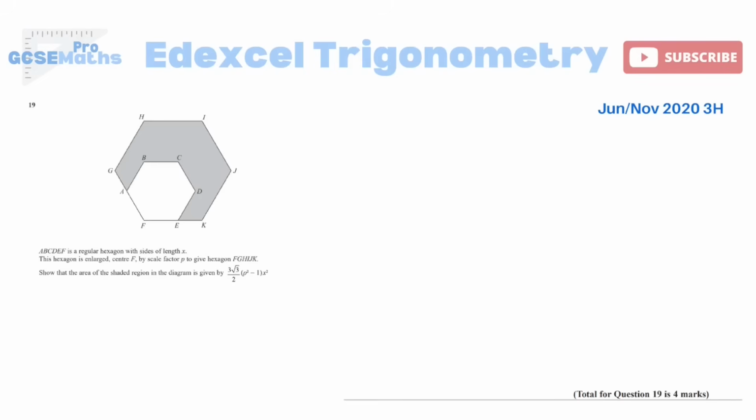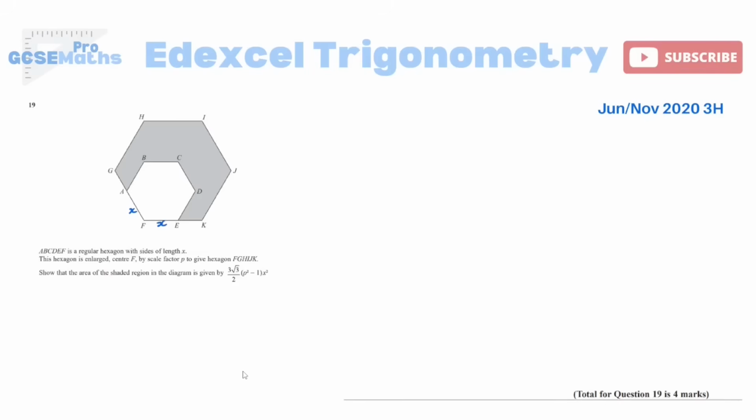We've got here a regular hexagon with side lengths x. So the A, B, C, D, E, F is the smaller one. Each of these side lengths for the smaller one, the white hexagon, are side length x. This hexagon is then enlarged, center F. You can see the corner F, they've just enlarged it away from that corner by the scale factor p to give hexagon F, G, H, I, J, K. So the bigger one, the grey one.